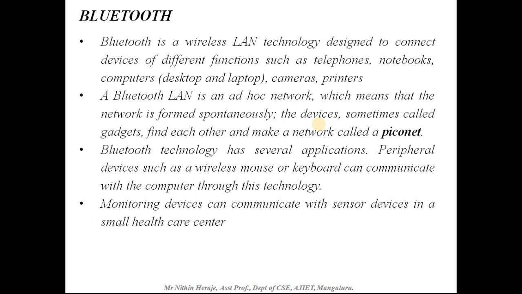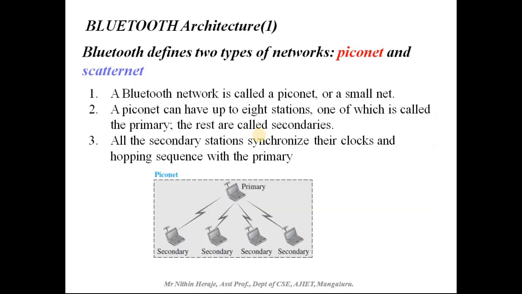Next we'll come to Bluetooth. As we are all familiar with Bluetooth, we know how it works. We can connect gadgets together through Bluetooth and transfer data. The gadgets connected together through Bluetooth are called a piconet. Bluetooth defines two types of network: one is the piconet network, another is the scatternet network.